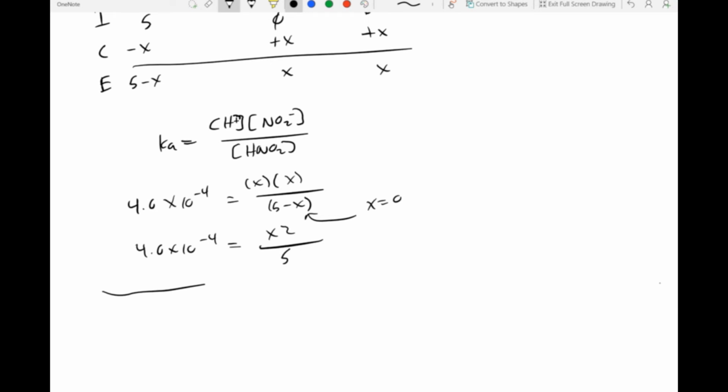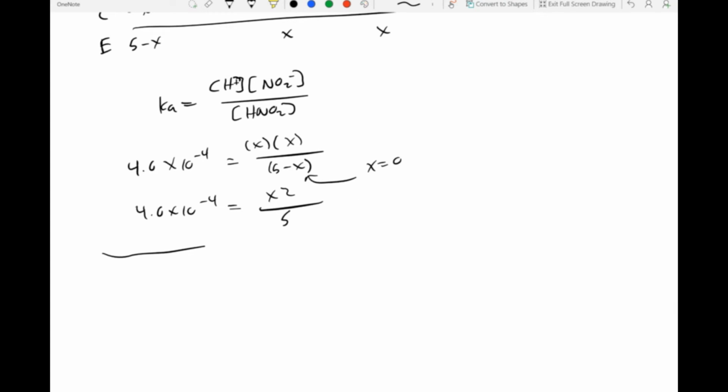So let's just verify that it's within a 5% range, because if it's over 5%, then x will be significant. So we can do so by using this equation. It's going to be x over the concentration of your acid that you were given, and then times 100, which equals. So before we do this, let's first solve for x.